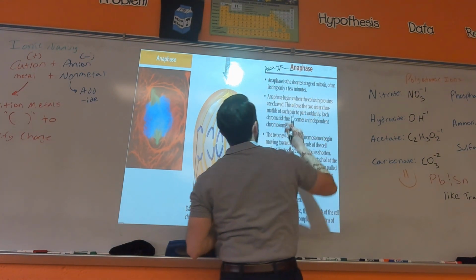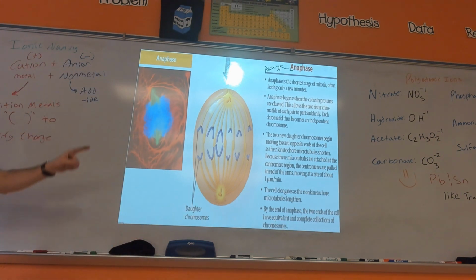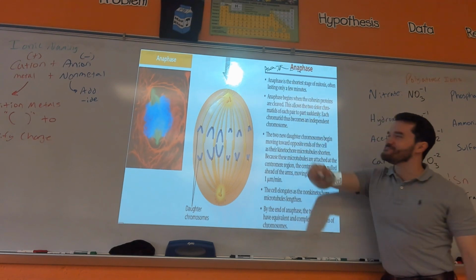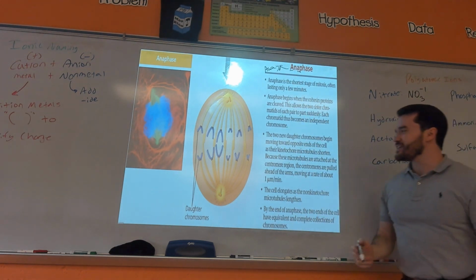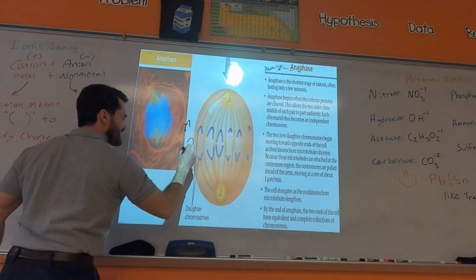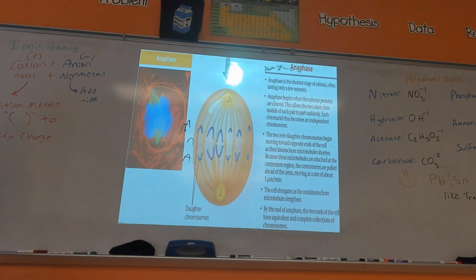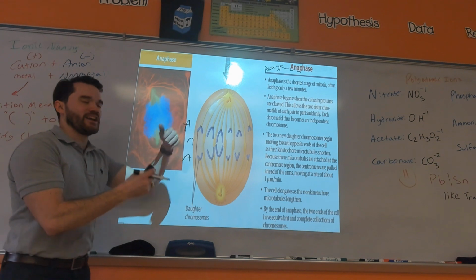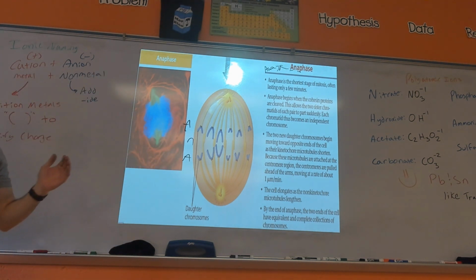Now, anaphase, A for away. Or if that doesn't do it for you, check this out. You have an A right here, and it's separated by an N, because in anaphase we're separating the chromosomes. The microtubules are continuing to push. We're pushing and pulling apart the chromosomes and also extending that cell so it's easier for it to break into two.